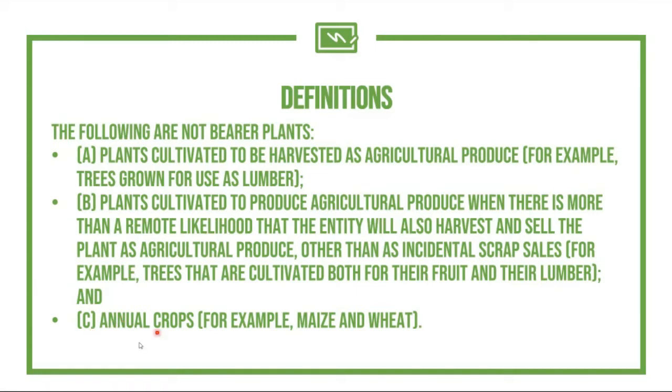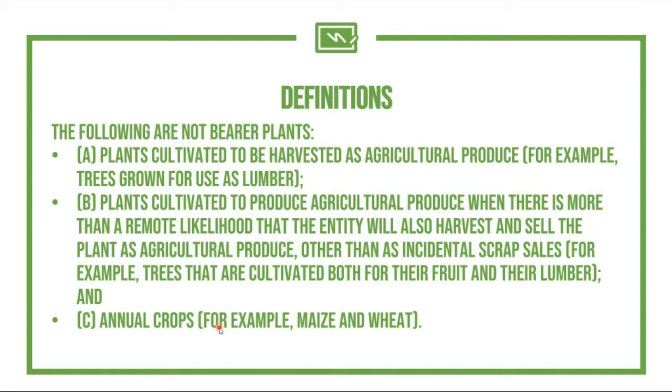And letter C, annual crops. Example, maize, that's corn, and wheat. Why? Because for annual crops, after you harvest, of course, you do not expect it to produce another season or another period for it to grow that particular product. After you harvest, you're going to uproot the plant because you're going to have another season of planting the seeds.